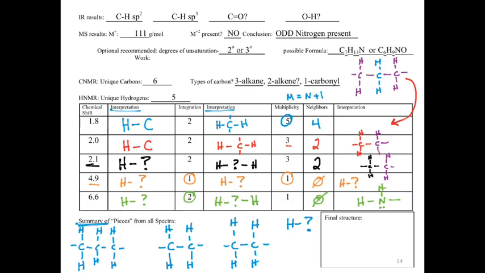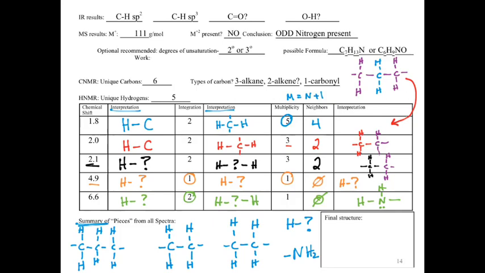The broader the peak, the more likely your hydrogen is attached to a heteroatom. Very, very rarely do we see a hydrogen bound to a carbon come up with that kind of broad signal. It just doesn't happen. And we can again summarize our piece. I'm going to abbreviate it now as NH2.